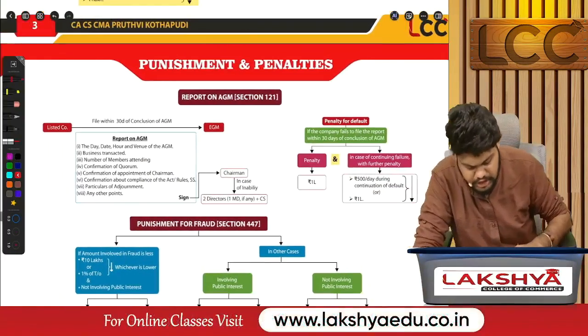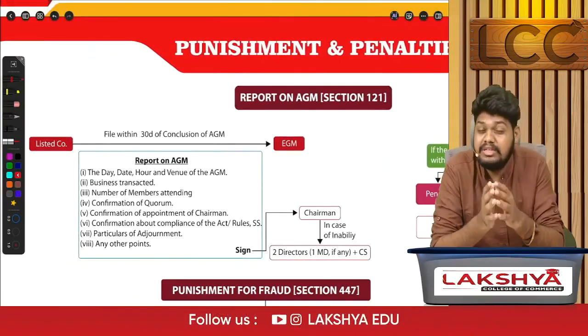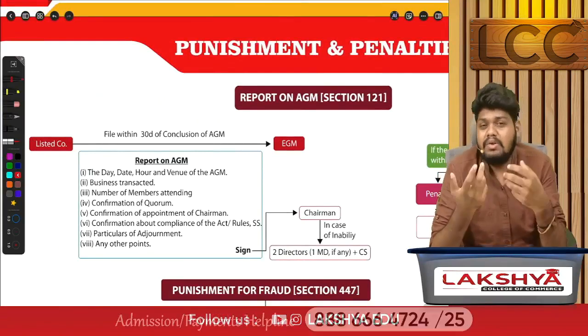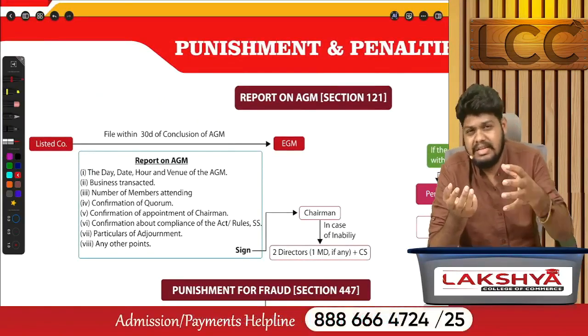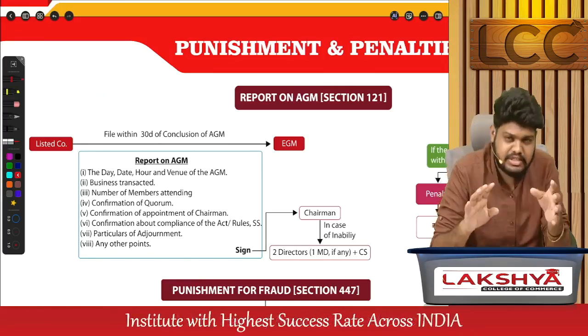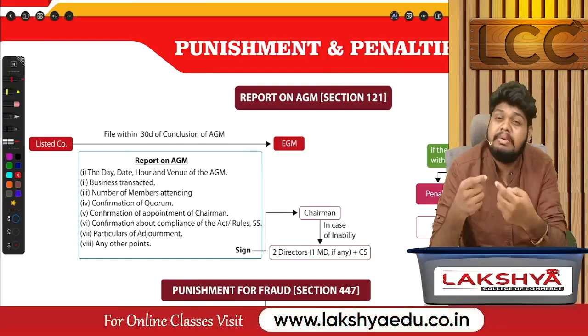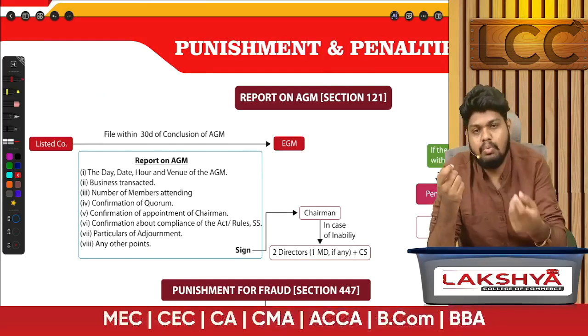So coming to section number 121, I'll go quick on this. You remember section 121 is called the report on annual general meeting. Whatever happened in the annual general meeting will be summarized into a document and submitted to the ROC, and this logic is applicable only to listed companies. It is prepared in addition to the minutes under section number 118.